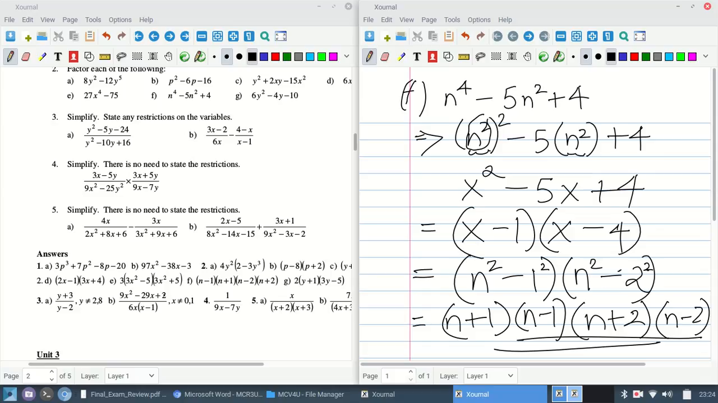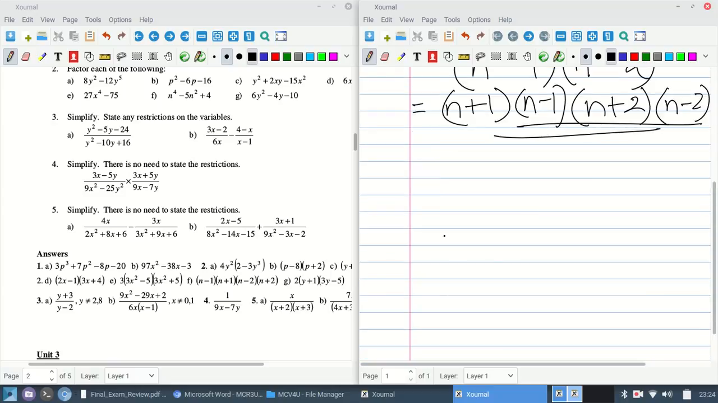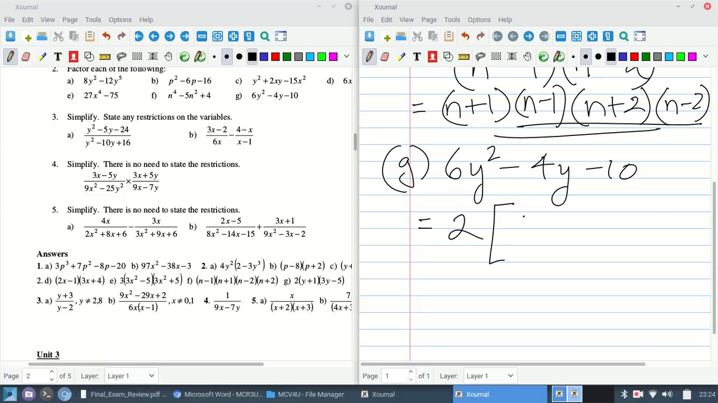And then last, I've got g, right? So g is 6y squared, okay, minus 4y minus 10. And before I do any factoring, here's what I'm going to do. I'm going to take out a factor of 2 because I can, right? Take out a factor of 2, and I get 3y squared, okay, minus 2y minus 5, okay? This part's easy. This is why I do this.